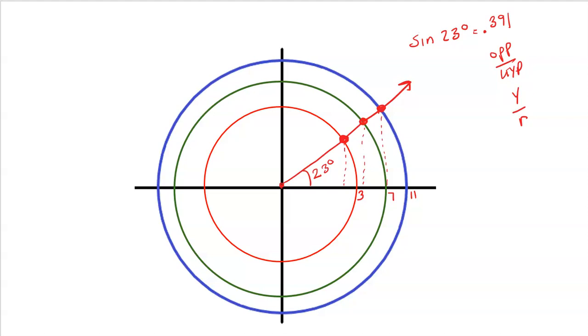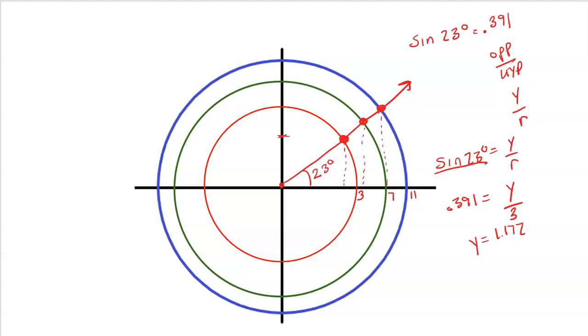The thing is that the sine value of 23 degrees is 0.391, regardless of whether you're talking about the red circle, the green circle, or the blue circle. So let's look at the red circle. We know that sine of 23 degrees equals y over r. We also know that sine of 23 degrees is 0.391, and that the radius of that red circle is 3. So I can multiply the 0.391 by 3 and get my y coordinate. My y coordinate in that red circle would be 1.172. And again, that's an approximation, but that would be the y coordinate right here of that point.